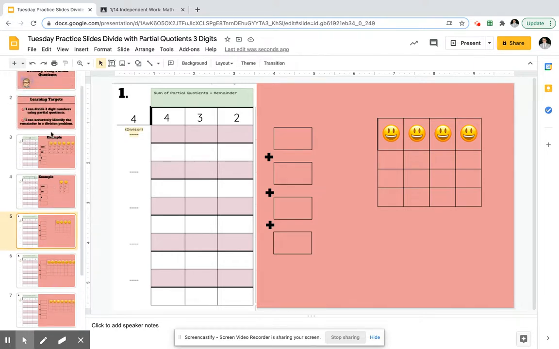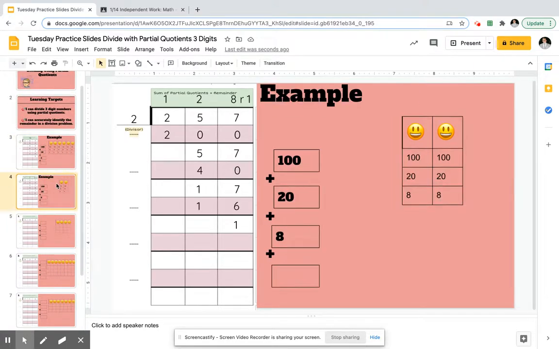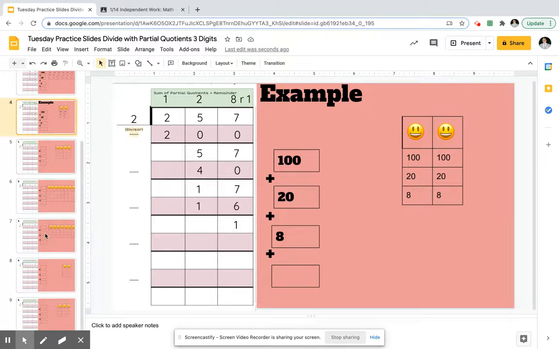Guys, if you get stuck, come back to this video to check out those example problems again, where we'll go through step by step how to do these kind of problems.